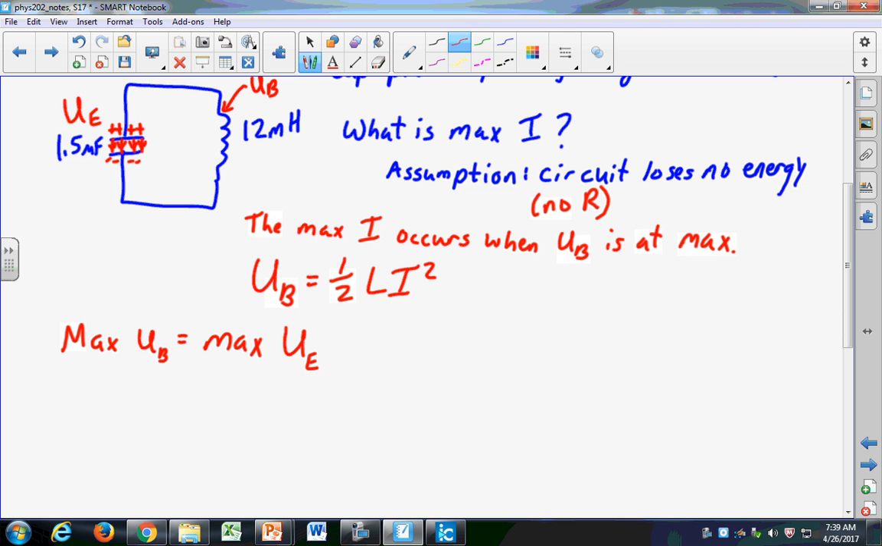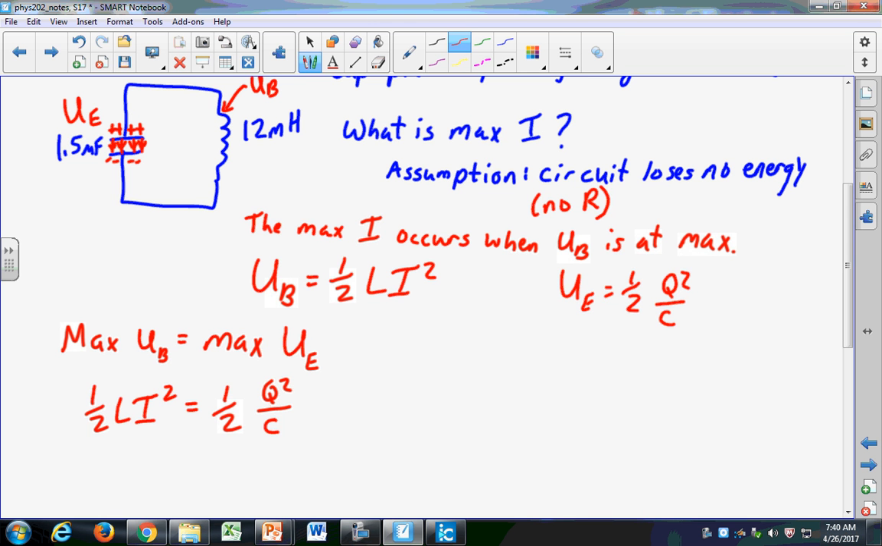Now when this is at its maximum, this is equal to what? It's equal to 0, right? All the energy from the electric field is transferred over into the magnetic field. But they both have the same maximum value because there's a certain amount of energy in the circuit, and that doesn't change with time. So I'll say 1/2 Li squared is equal to 1/2 Q squared over C, because this is my electric field energy, UE is equal to 1/2 Q squared over C.